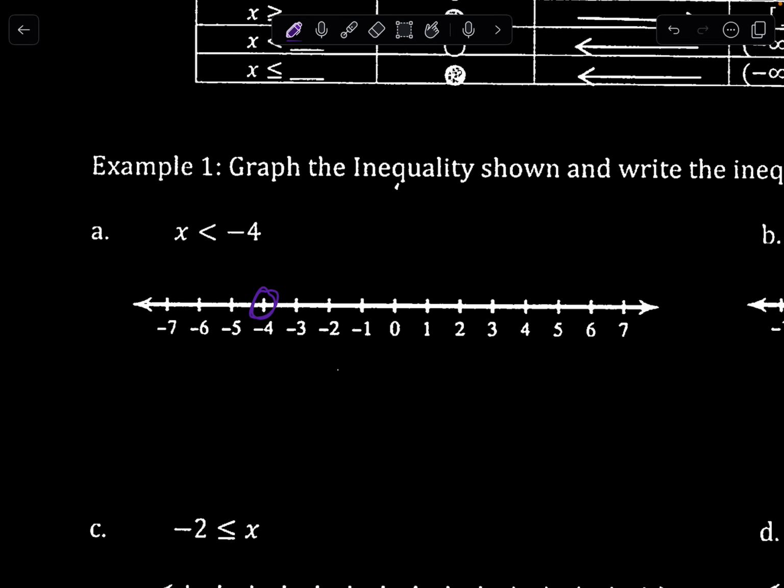Now, x is less than -4. We look at the inequality, and you can see it points left, so we are also going to shade our line towards the left-hand side.